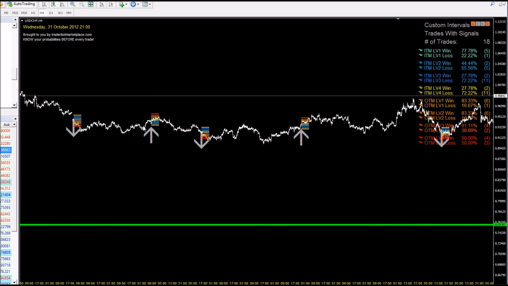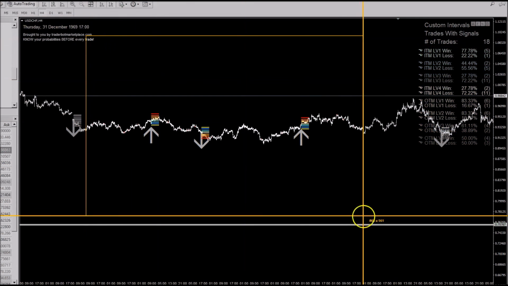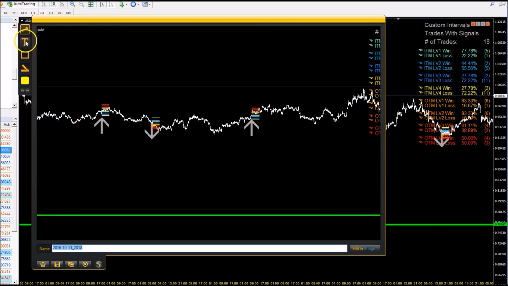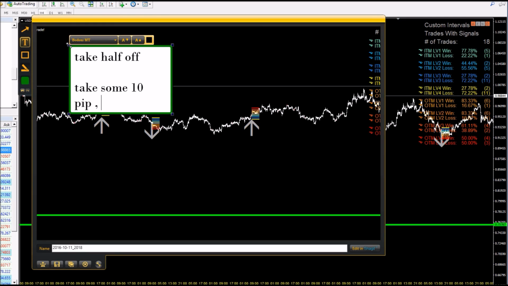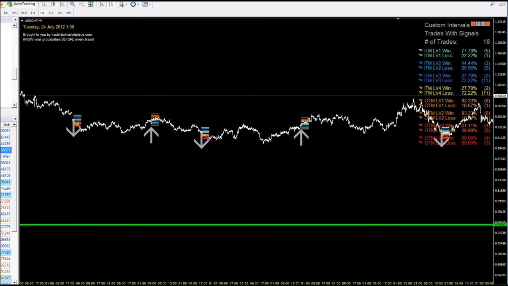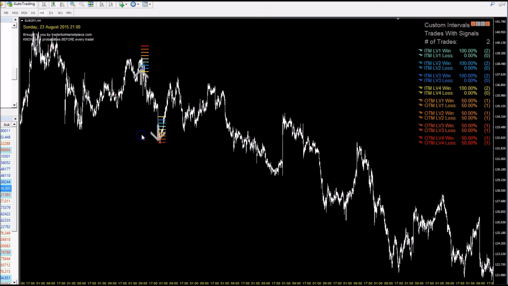If it rises 51 pips, some strategies are you can take half off, leave the rest running. Or take some at intervals, such as 10 pips, 20 pips, 50 pips. You can just let it run and just set your stop for the whole thing at break even. There's all kinds of strategies. Let's look at another one, Euro Yen.